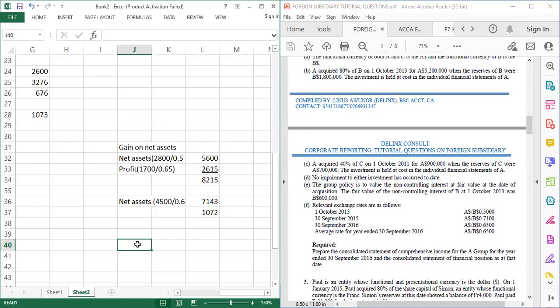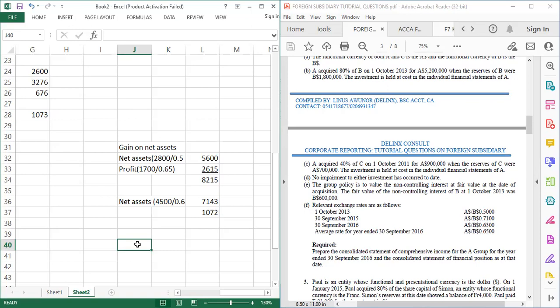So we have to find the loss that occurred during that particular period, which is 1st October 2015 to 30th September 2016. We want to show only that loss that happened during that year in the statement of profit or loss. That is the only one that we show. We show the loss for the year that we are preparing the statement of profit or loss for.